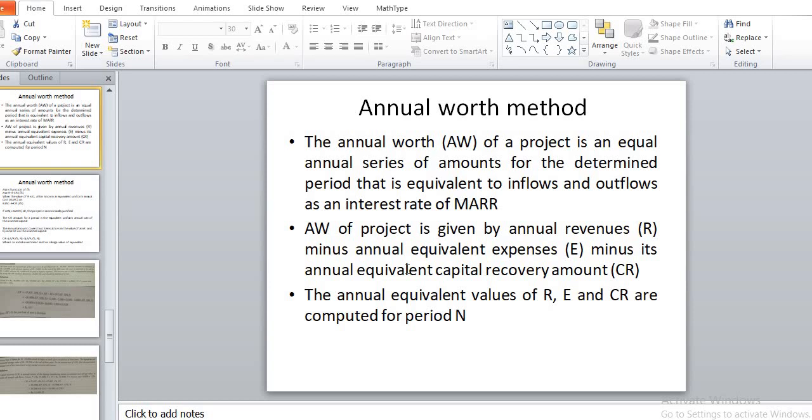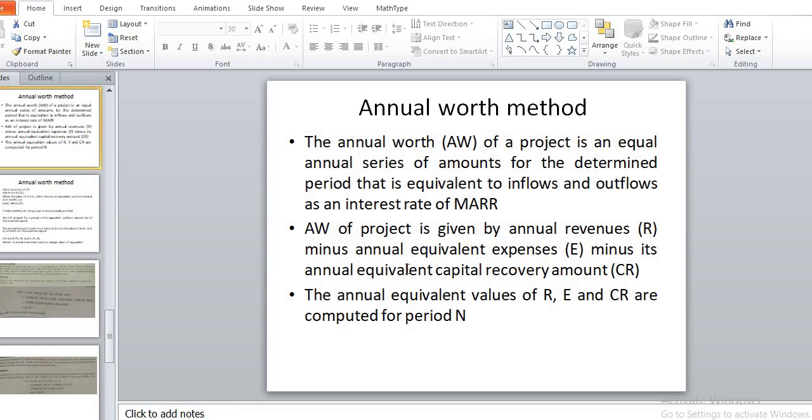And in the next unit we discuss the comparison of all these methods regarding project evaluation. These we can call project alternatives. So these are the methods we discuss now: present worth method, future worth method. Now we discuss the annual worth method.